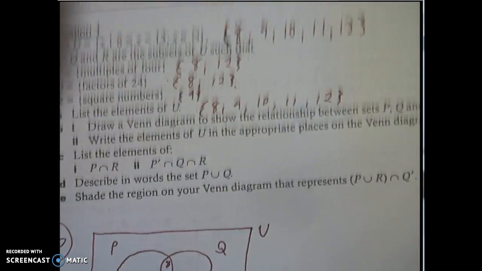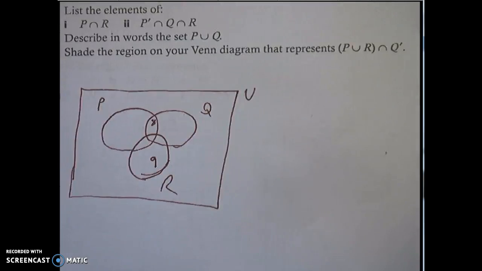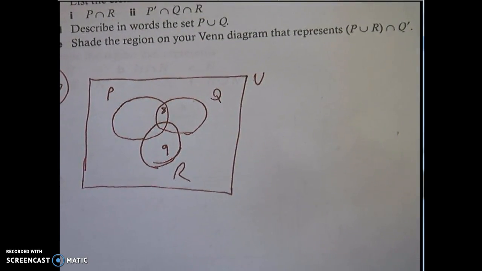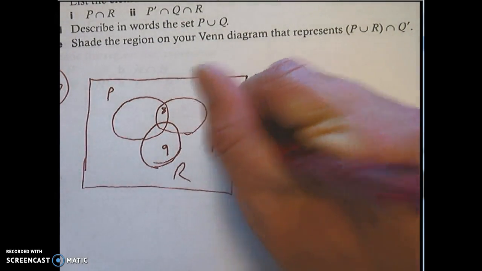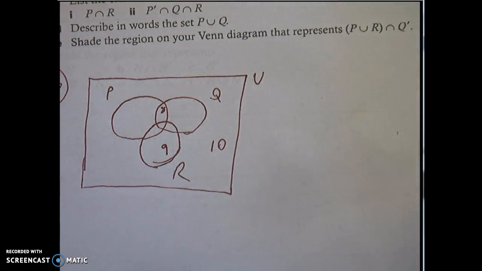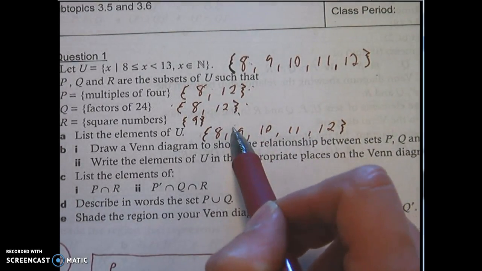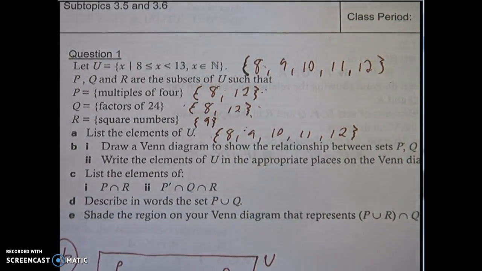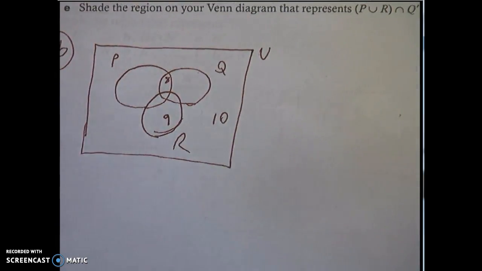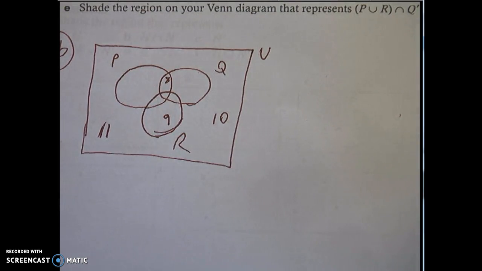10 is not in P, Q, or R. So 10 is in the universe, but it's not in any of those circles, so I can just write it anywhere in the universe. I'm going to put it right there. It's outside the circles. 11, it's the same thing. I don't see 11 in P, Q, or R, and so it's in the universe, but it's not in the circles. So I'm just going to write 11 over here. It's in the universe, but it's not in the circles.